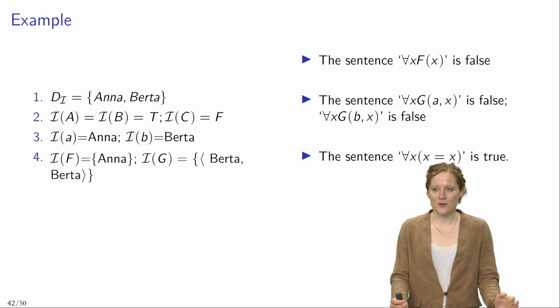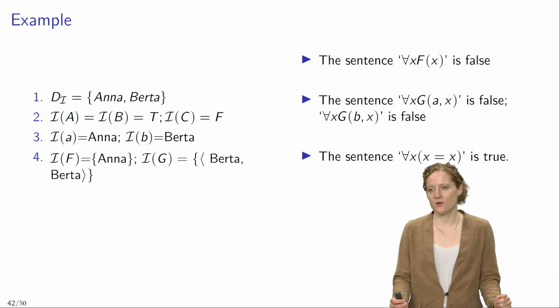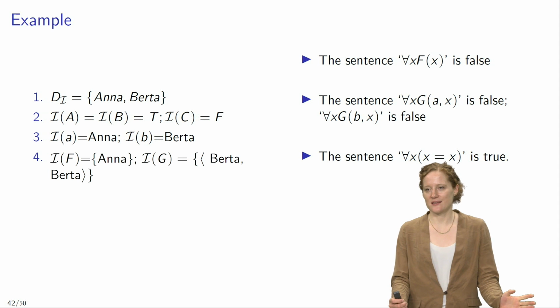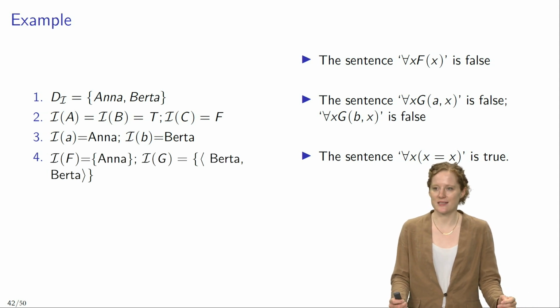As a second example, the sentence for all x Gax is false, and the sentence for all x Gbx is also false, given that Anna does not satisfy the open formula Gax and also does not satisfy the open formula Gbx. And then to give you a final example, the sentence for all x, x equals x, is true.